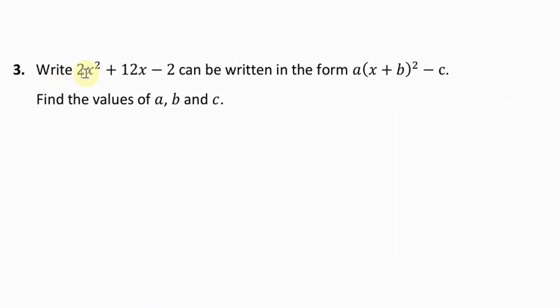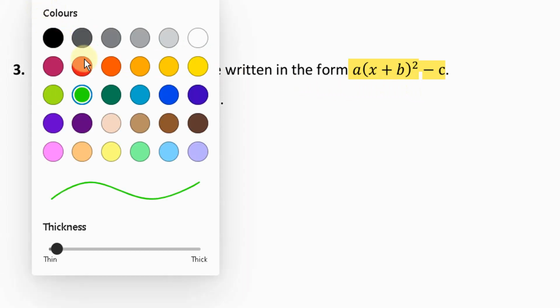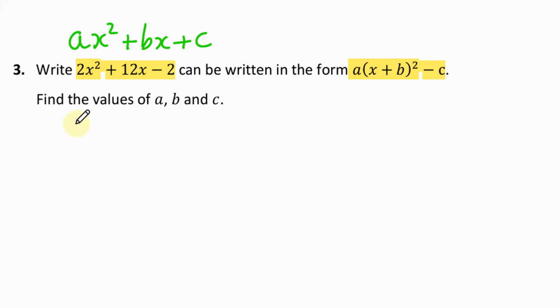Then in question 3, we have to write this expression in this form. Now the expression over here is in standard quadratic form. In other words, it's in the form ax squared plus bx plus c. And we have to write it in this form, which is completed square form. So let's have a look at how to do this. So we have 2x squared plus 12x minus 2.